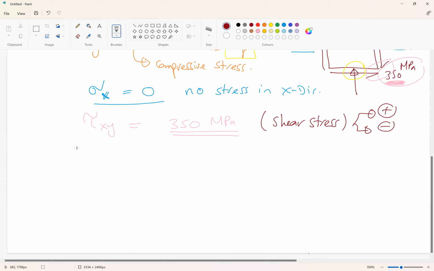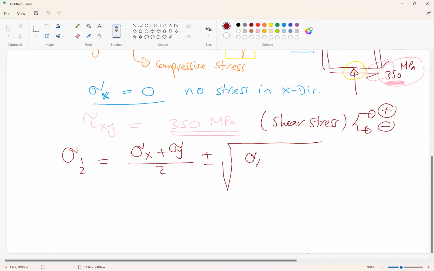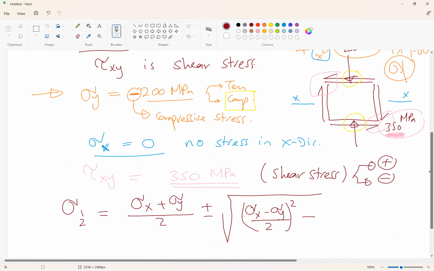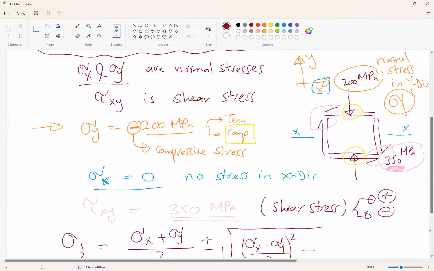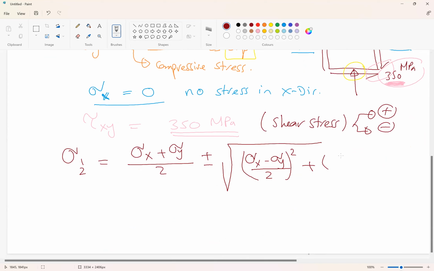So now for our formula again, sigma 1, 2 equal to sigma x plus sigma y all over 2 plus or minus root of sigma x minus sigma y all over 2, all squared, plus tau xy all squared. Okay, so 1 will be with the positive, 2 will be with the negative. This is how to deal with the equation.